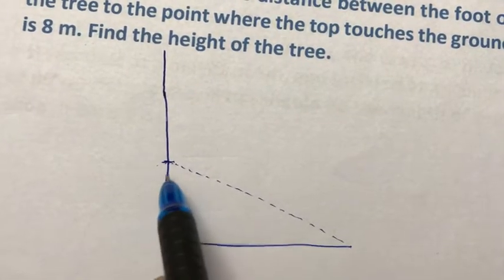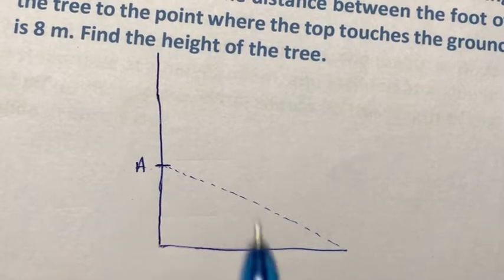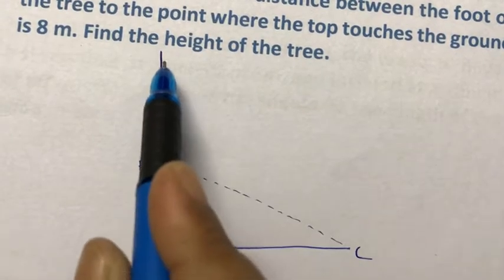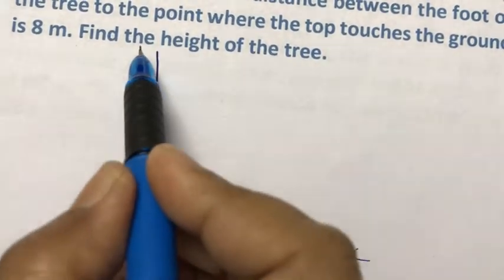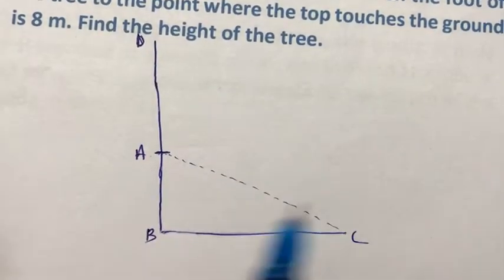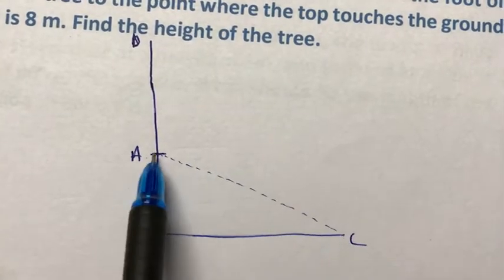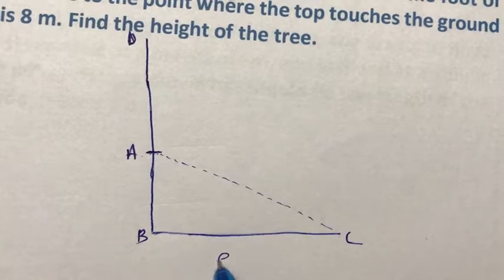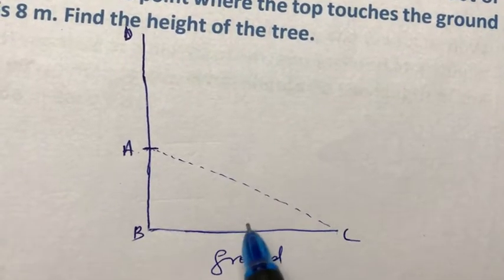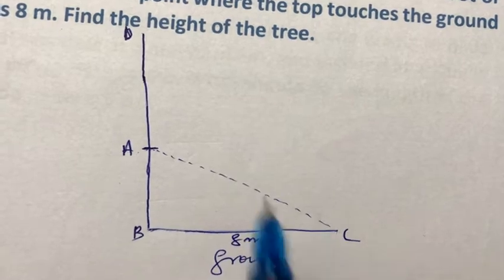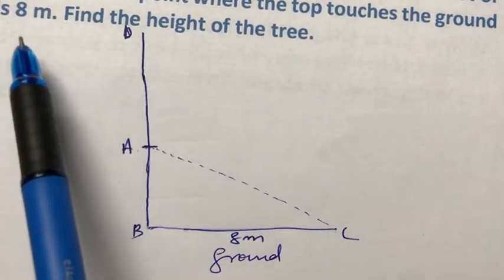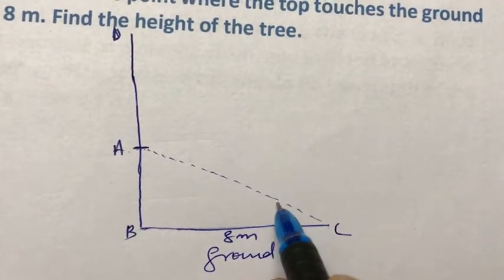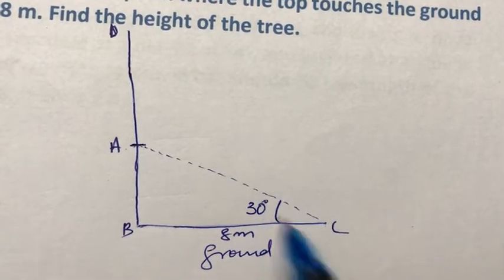Okay, so this is the point where the tree breaks. So and this is the foot of the tree, and this is the ground where the tree touches, and this part DA is the part which is broken. D is touching C. So I can say that AD is equal to AC. Okay. So this is your ground, which is the tree touches at 8 meter distance. It is given over here, and then it is the top touches the ground, which is 8 meter, and another thing is given that this angle is 30 degrees.